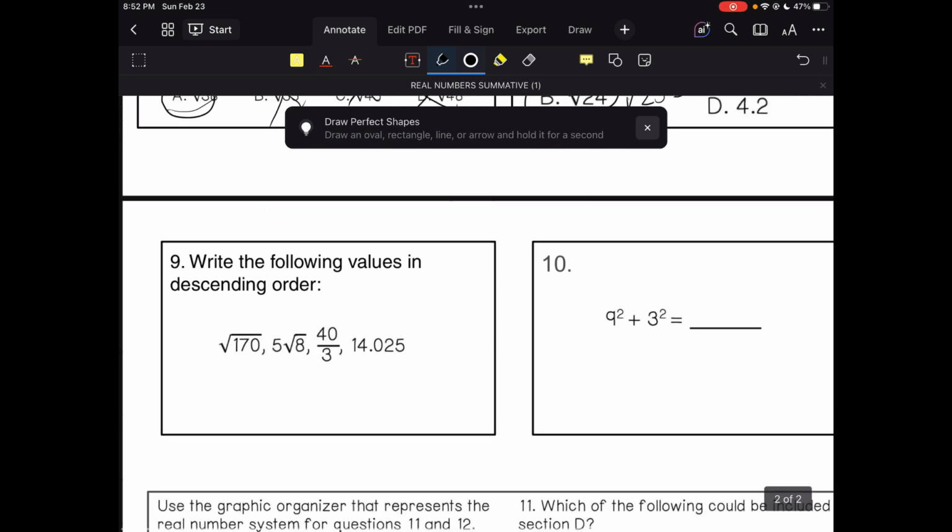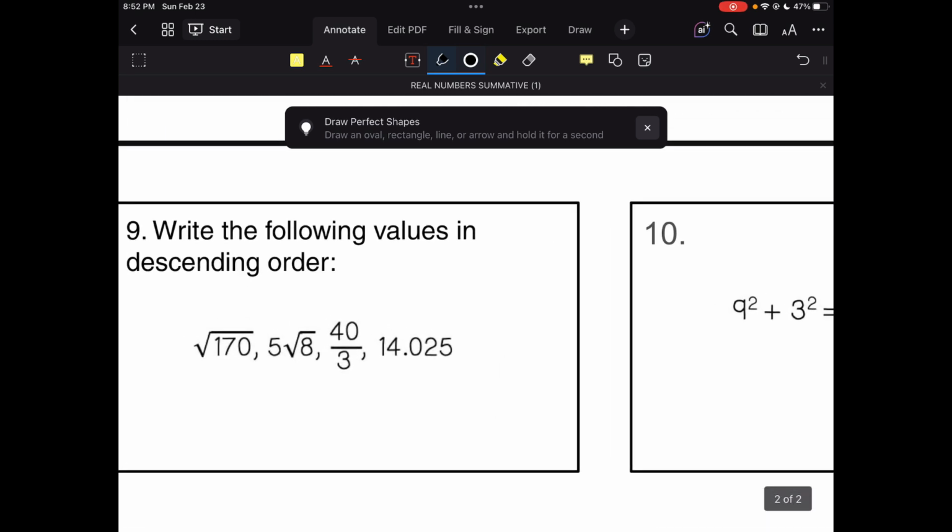Our next one is our descending order. The best way to find our descending order is to get close to the fractions that are really close to these. So you have the square root of 170 is going to be right around 13.1, because the square root of 169 is 13. We did that up above.